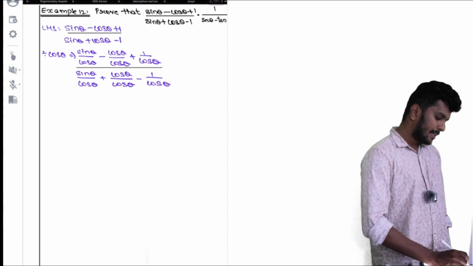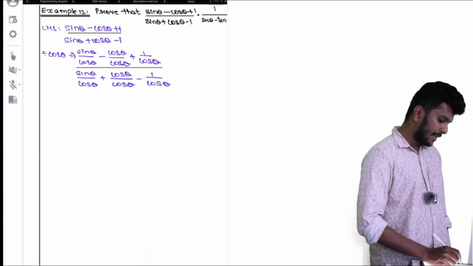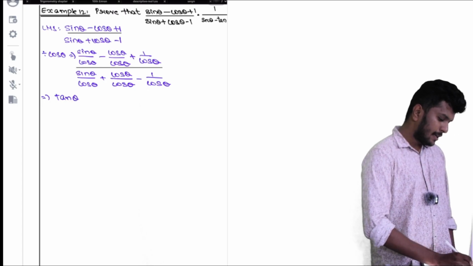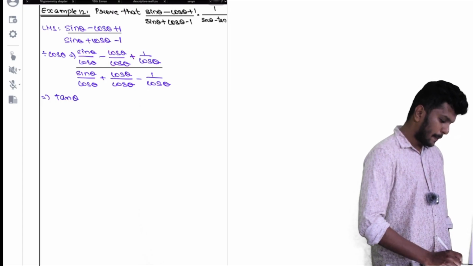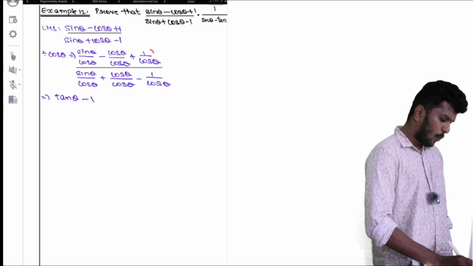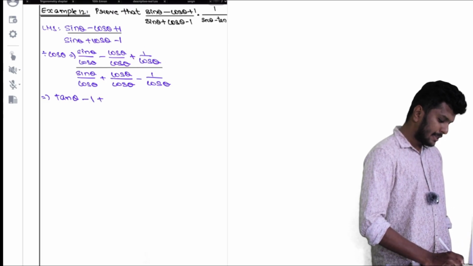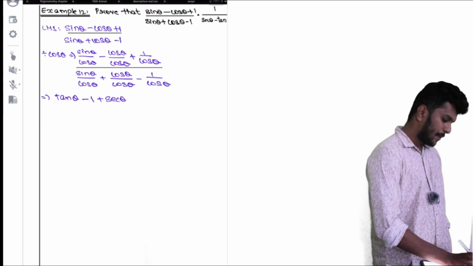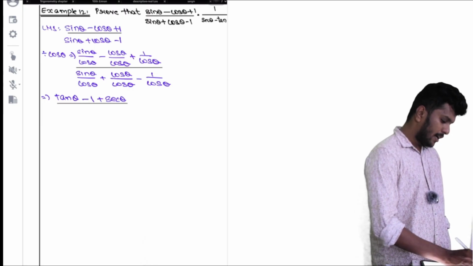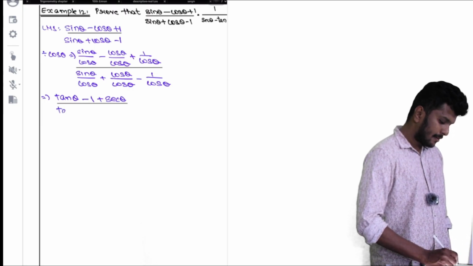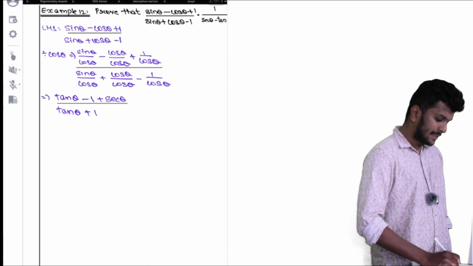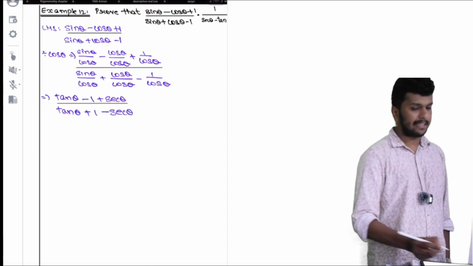So here sin by cos is what? You can rewrite it as tan theta. Then minus cos by cos is what? Minus 1. And 1 by cos is what? That is plus sec theta, whole divided by you have tan theta plus 1 minus sec theta.